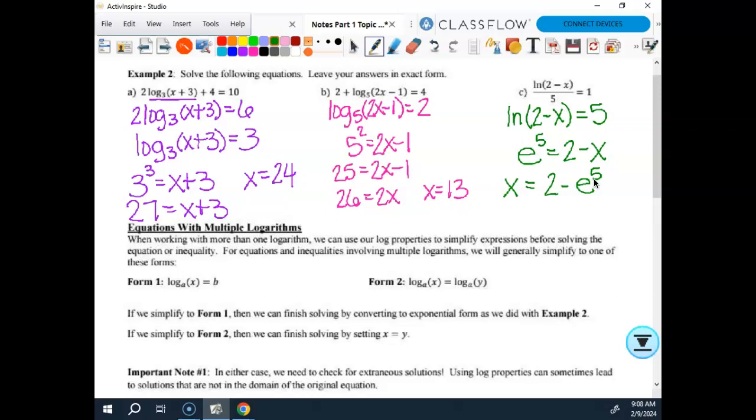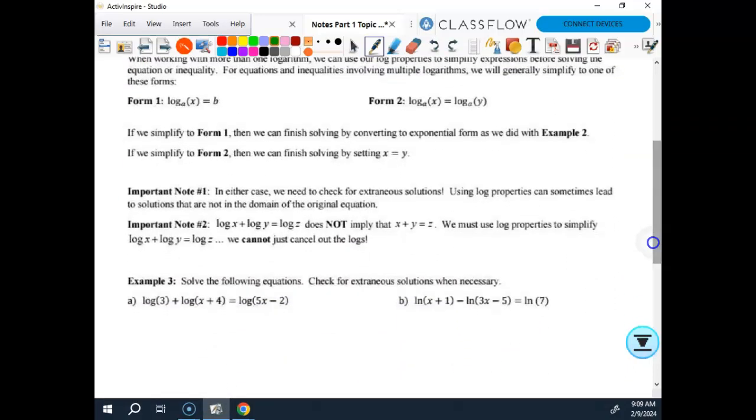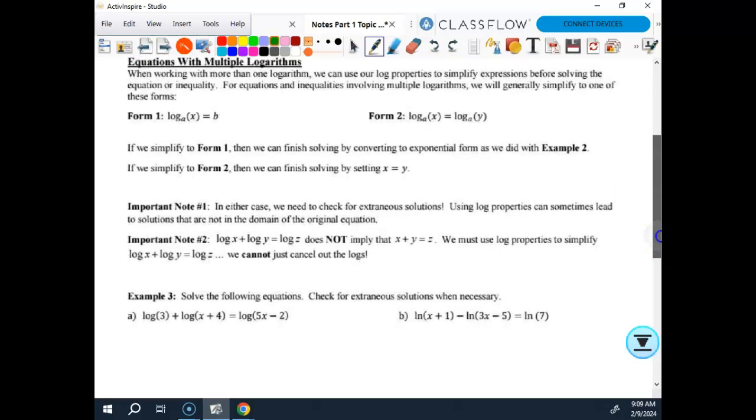Beautiful. All right, so that's when we just end up with one log, a log equal to a number, and then we can rewrite it as an exponential like that. But what if we have more than one log? If we have more than one log, we're going to use our properties to condense things. Then we may end up back with something like what we just solved. Or we may end up with a log on each side. And if we end up with a log on each side with the same base, then we can just make this into x equals y. Okay, that's what's happening there.